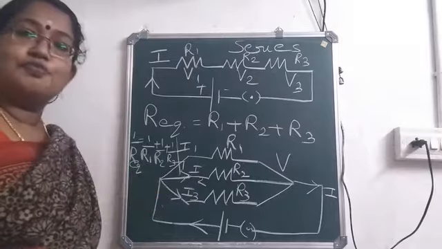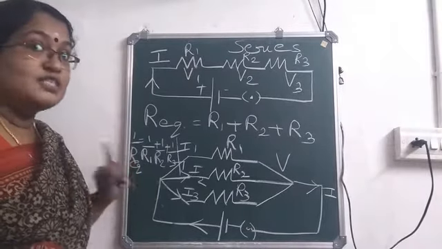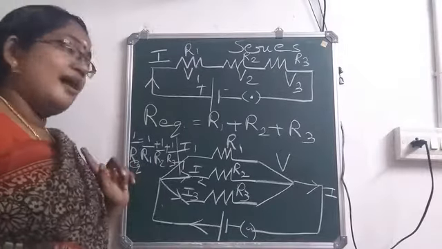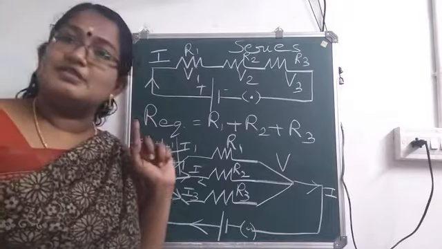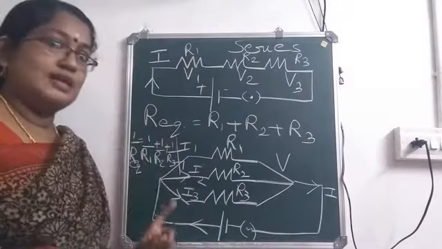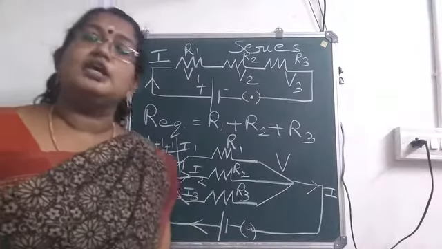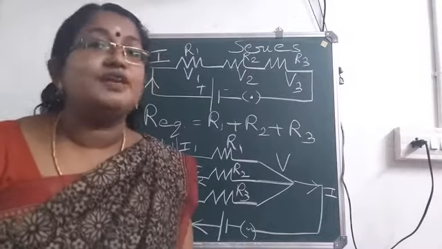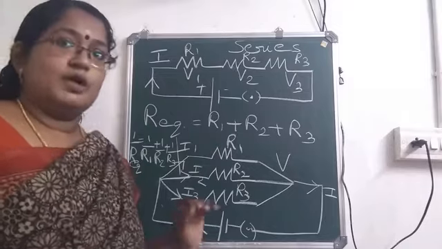But in the case of parallel connection, what is our equation? Reciprocal of, it is 1 by R equivalent. So 1 by R equivalent is equal to 1 by R1 plus 1 by R2 plus 1 by R3. That means in the case of parallel connection, the reciprocal of the equivalent resistance is equal to the sum of the reciprocals of individual resistances. Okay, so is it clear?